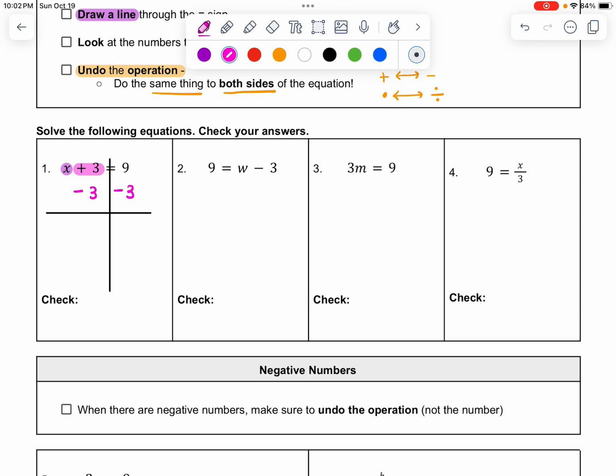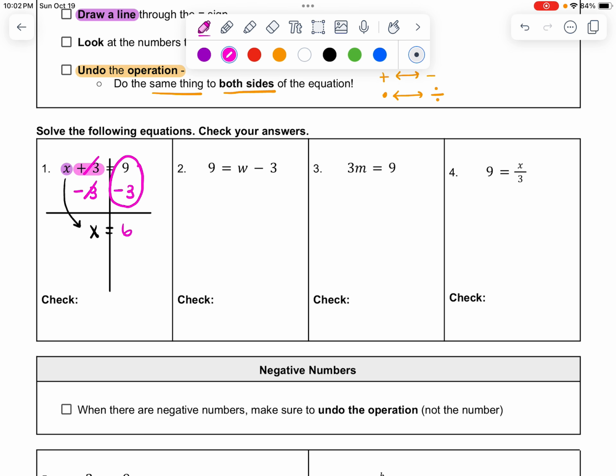And on the left side, the plus 3 and the minus 3 cancel each other out. So all I have left is x. I'm just going to copy it down. On the right side, 9 minus 3 doesn't cancel. They're not the same number, but I can do that on my calculator. So 9 minus 3 would be 6.